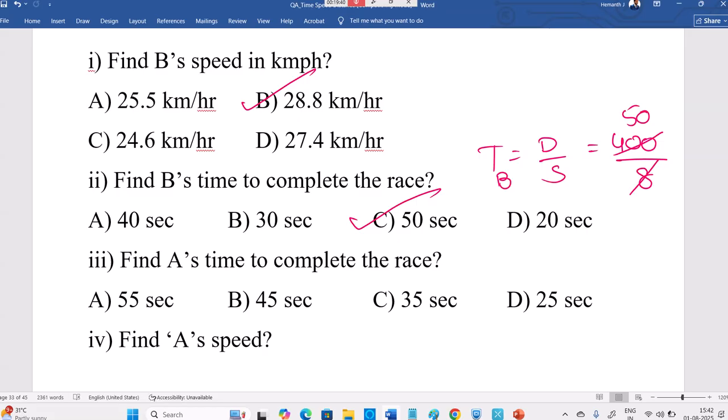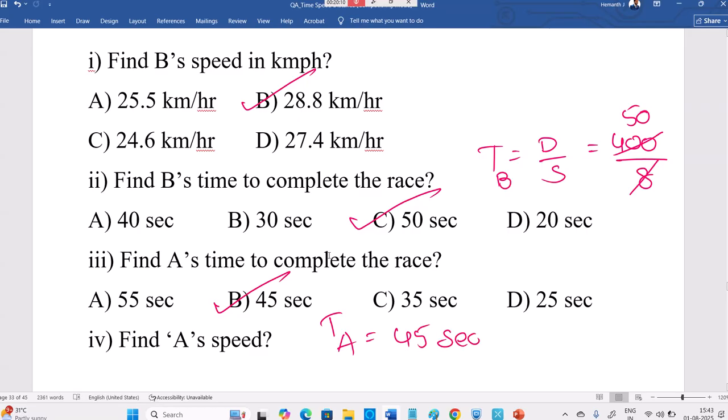Now can anyone say what is the time taken by A? 45. How? Minus 5. A beats B by 5 seconds, so B should take 5 seconds more than A. You read this, A beats B by 5 seconds. A is taking 5 seconds less time than B. So A should be 45 seconds.